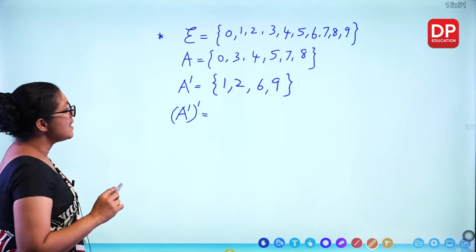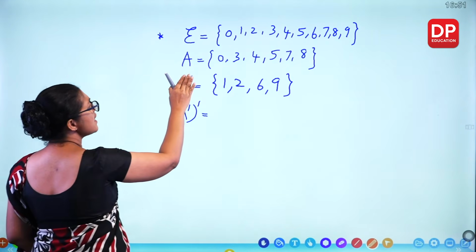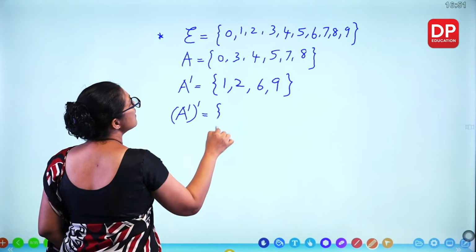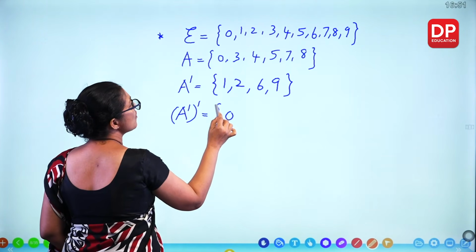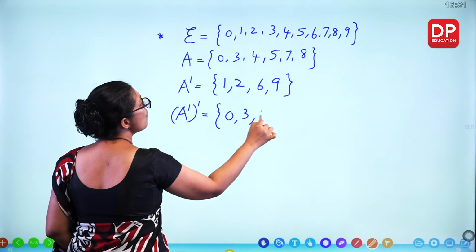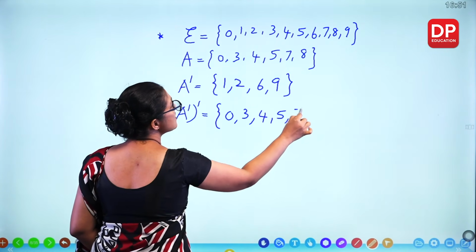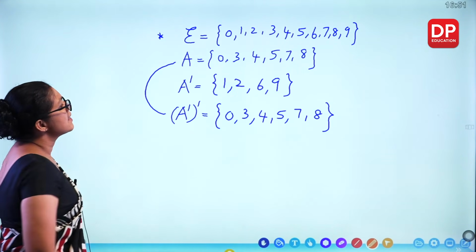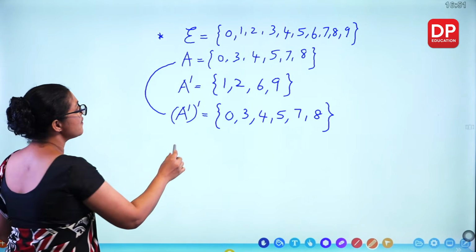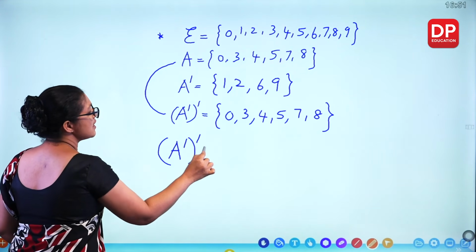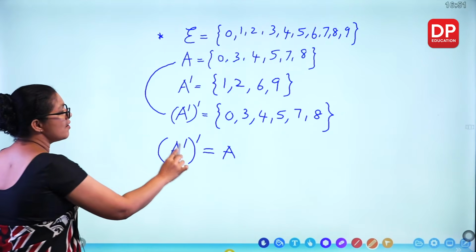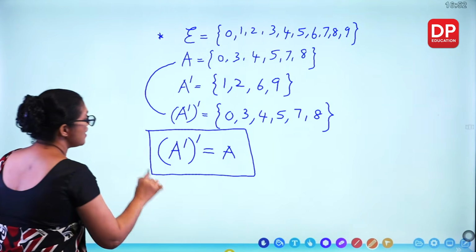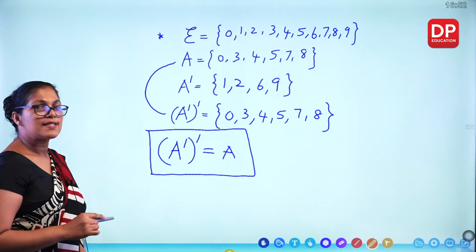Then A dash dash, that means everything outside this one. Everything outside means you can't take 1. So what's that? 0, 2, 3 is not there, 4, 5, 6, 7, 8. Now look carefully, this is the same as this one. So you can write A dash dash is equal to A. So when you take dash twice, it gets cancelled out. So remember this information also in sets.